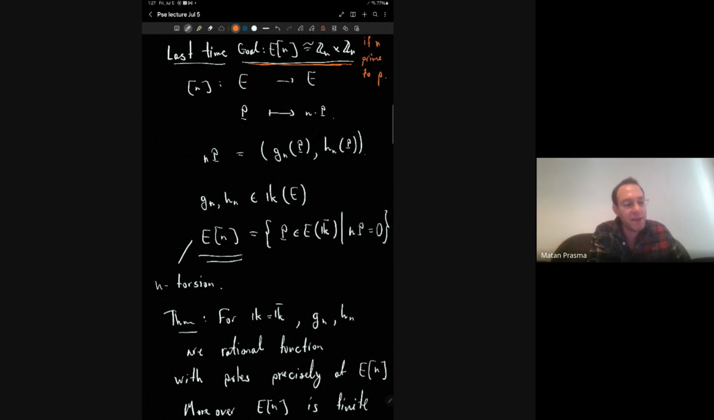So this is kind of the usual phenomenon that when you take something in the characteristic of the field over which the elliptic curve is defined, you get unusual behavior. But for integers that are prime to the characteristic, you get the typical behavior. This is how usually people see it.